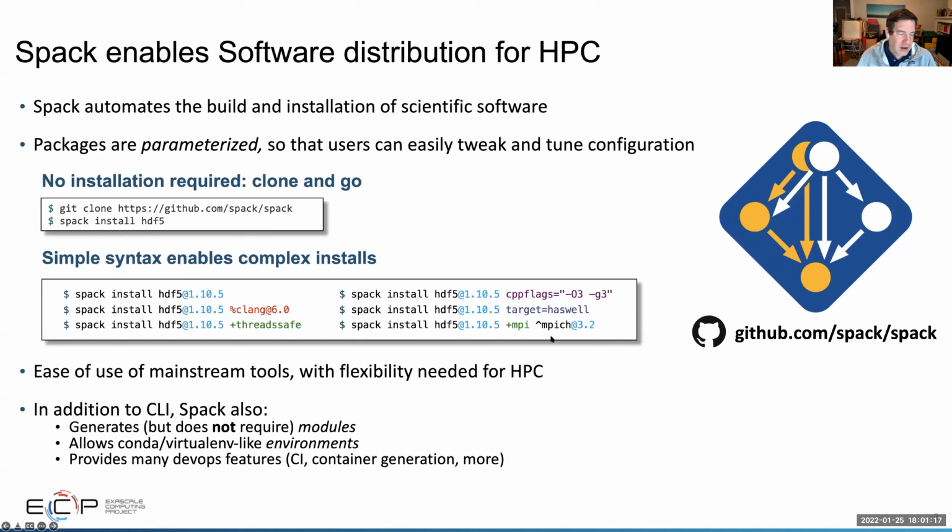You can specify a compiler, you can specify build options, inject flags, specify specific targets, and customize all that for your dependencies. Spack also generates modules, but it doesn't require them. You can load a Spack package without having to use the module system at all. We do that because it's easier to get it working on both your laptop and the supercomputer in the same way. We allow virtual environments. I'll talk a lot about this. These are becoming a platform for DevOps workflows, and we have a lot of workflows built around this stuff. So CI, container generation, and more things.